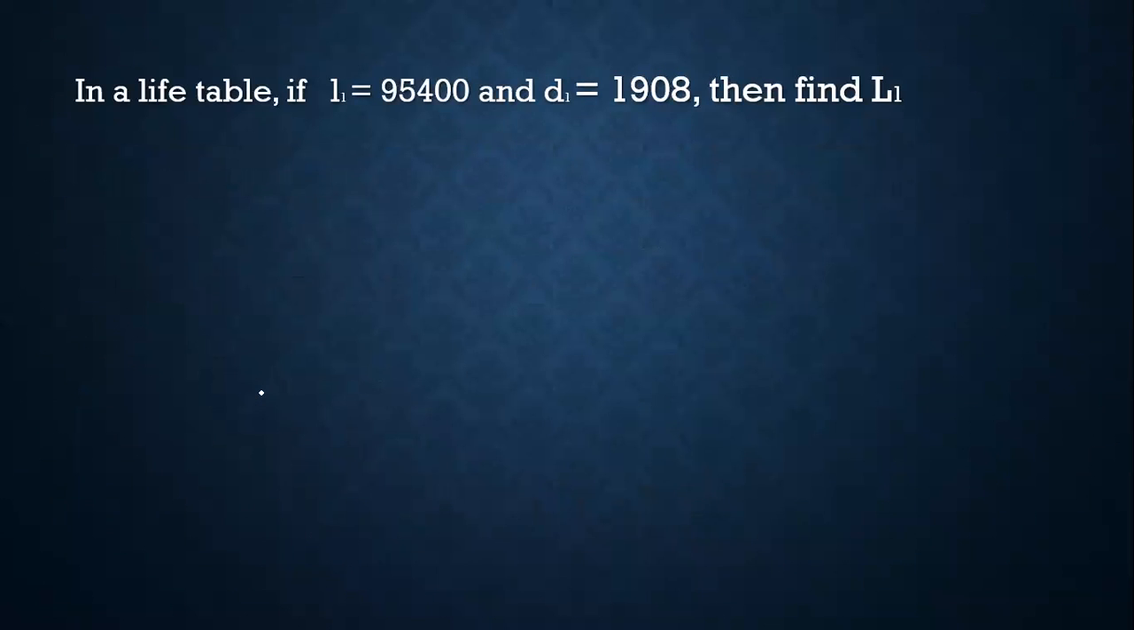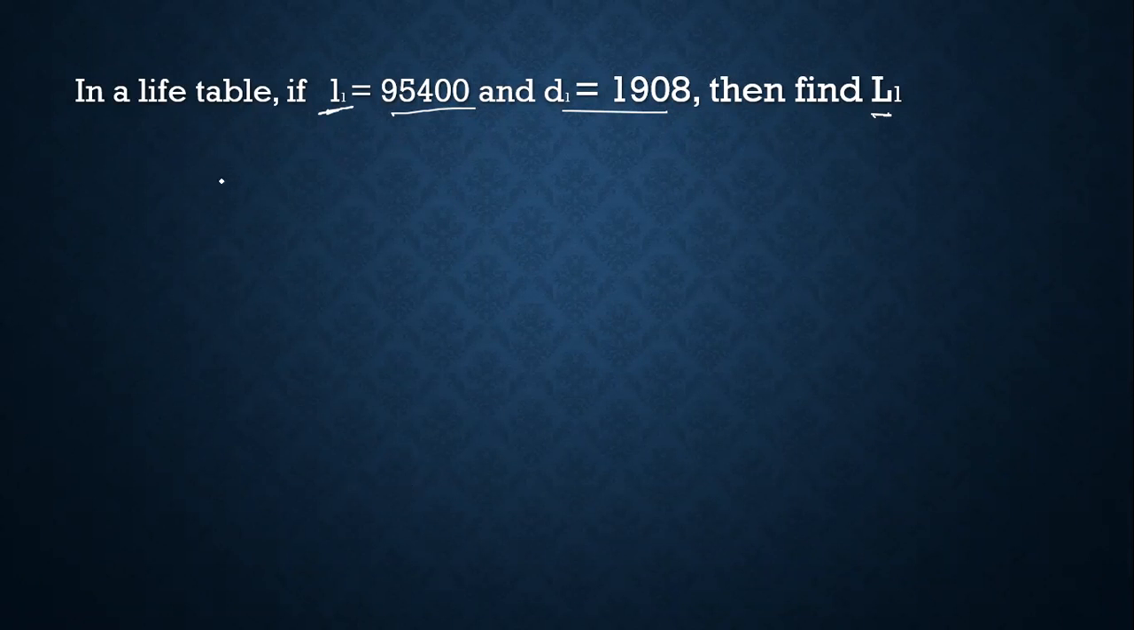Next one. In a life table, if L1, you should keep in mind the small l and the bigger L. There is a different meaning for both. So they have given us l1 is 95,400 and d1 as 1,908. You have to find L1. Now what is L1 here? It is the number of years that has been lived in the aggregate by the cohort. We have to calculate the aggregate here.